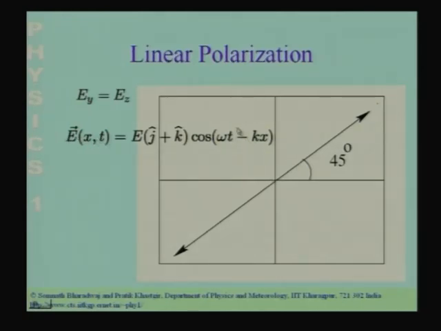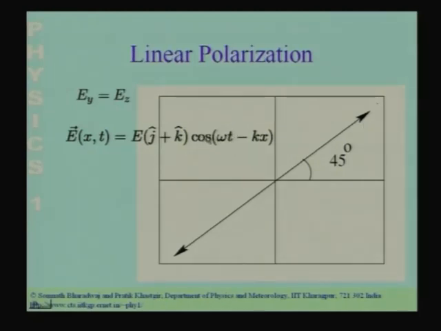So, let us take the time instant t equal to 0. At t equal to 0, Ex and Ey, both of them have the same value, equal to E. So, at t equal to 0, the electric field vector is going to be magnitude E into j plus k. It is going to point in a direction at 45 degrees to the y axis, this is the y axis, this is the z axis. So, the electric field vector at the fixed value of x is going to point at 45 degrees to the y axis when t is 0.